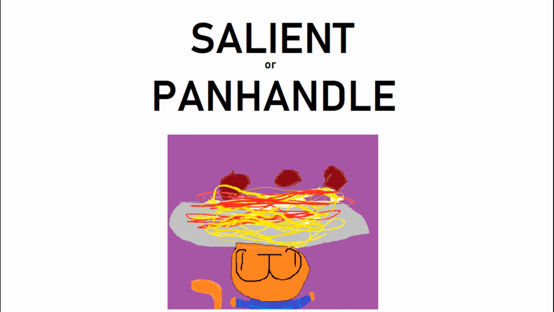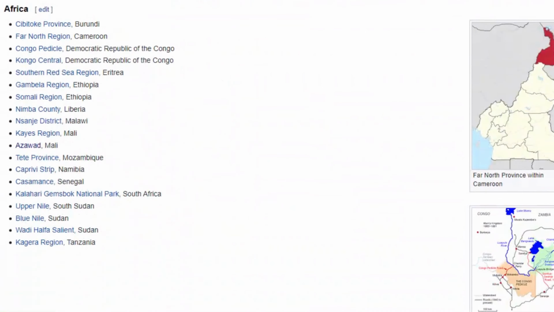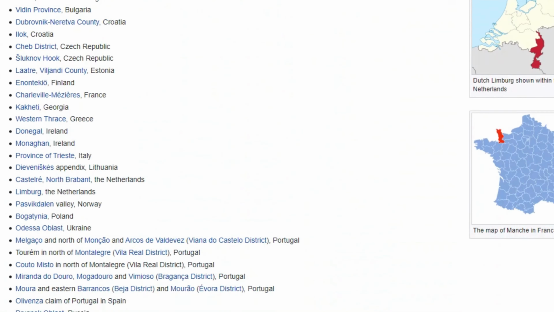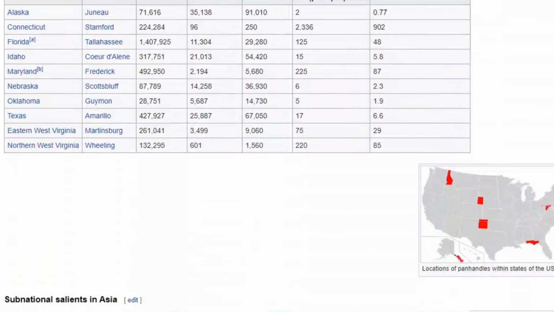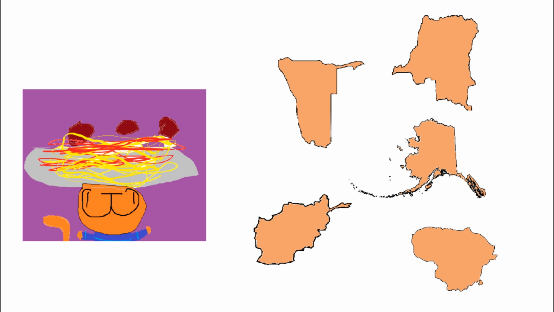Well, these extensions have a number of different names, but two of the most common are a salient or a panhandle. Now, there are literally hundreds of salients in the world, whether they be country level or subnational salients. For the sake of this video, I've narrowed it down to 5 country level salients to discuss. So, without further ado, let's get started.